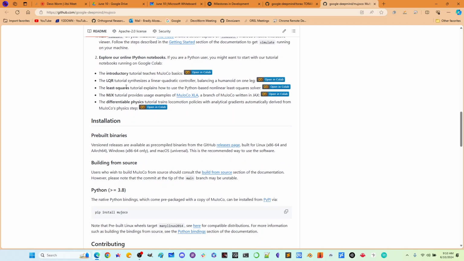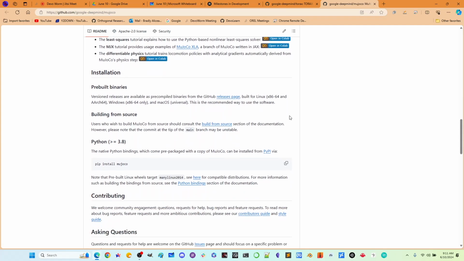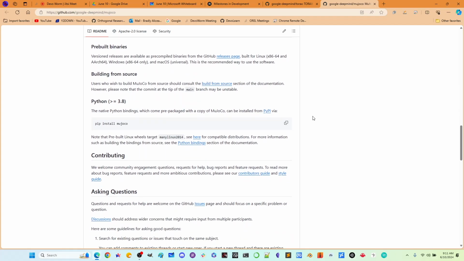So you can do things like least squares, solving MJX, which is the JAX implementation, and differentiable physics, where you have locomotion policies with analytical gradients. So you're doing this sort of deep learning-esque, differentiable learning type physics. You can run that in a Colab notebook as well. This is where you're maybe trying to optimize a system and do things like that.